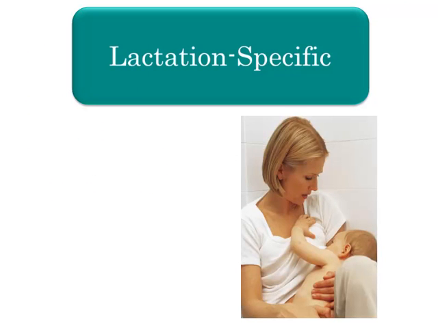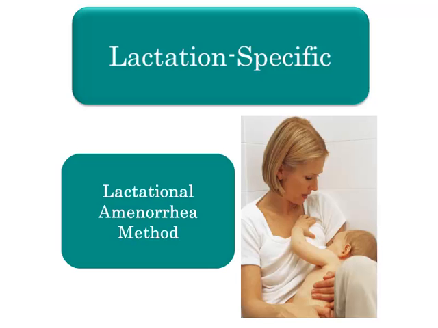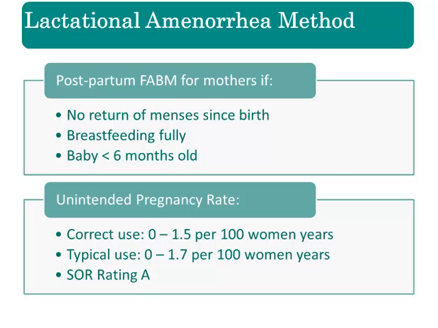Lactation-based method. Although most of the fertility awareness-based methods described so far may be used by women who are breastfeeding, let's now take a look at a method that is designed specifically for women who are breastfeeding. This FABM is the Lactational Amenorrhea method, or LAM. A woman may use this method for the first 6 months after giving birth if she is exclusively breastfeeding her baby and her period has not returned.